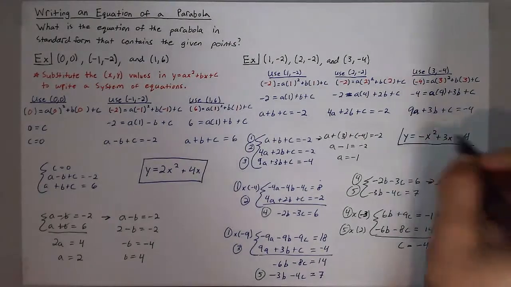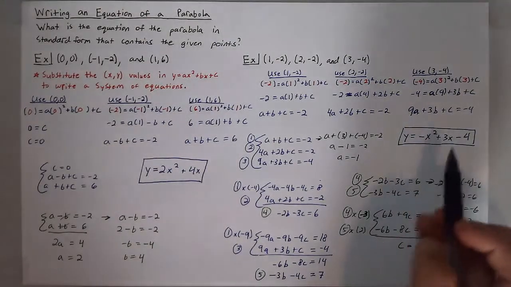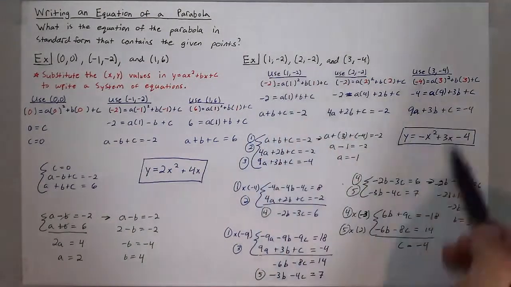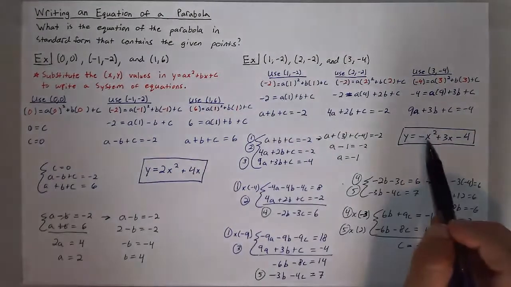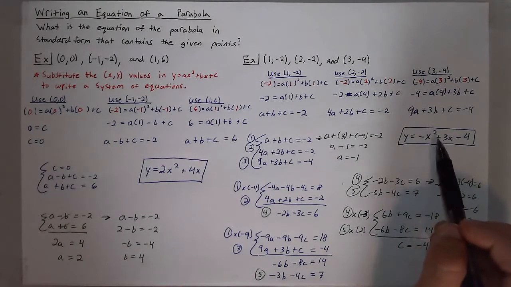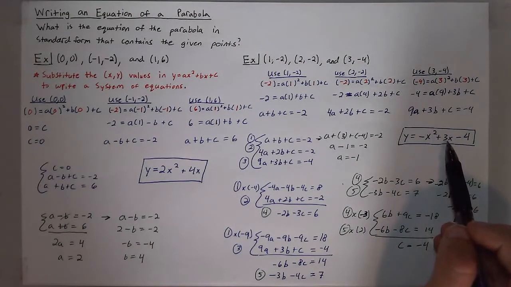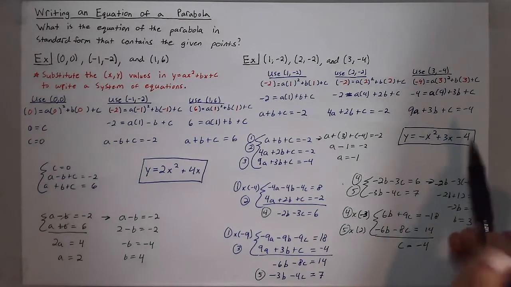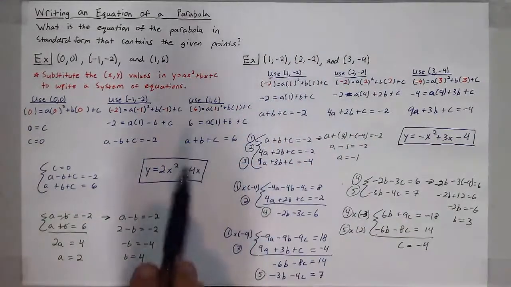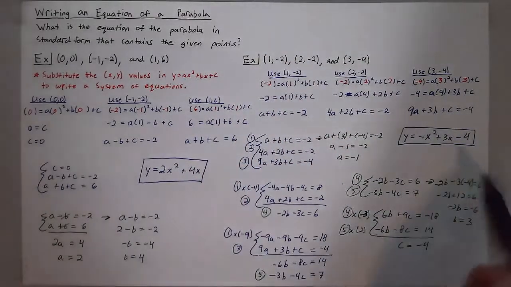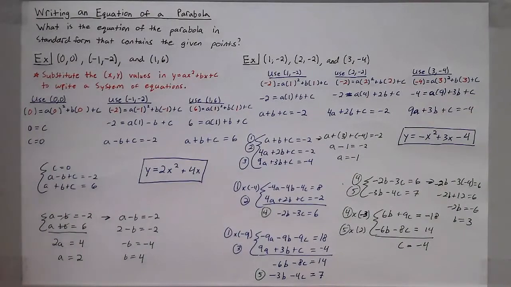Again, if I wanted to check that this was the correct solution, I could just plug any of these points into it and see that it is correct. Like for example, plug in 1. I get 1 squared, which is 1, but negative. So -1 plus 3, which will give me +2, minus 4 gives me -2. And I can check all of the points that way just to be sure that I am correct. And that is how you write an equation of a parabola.